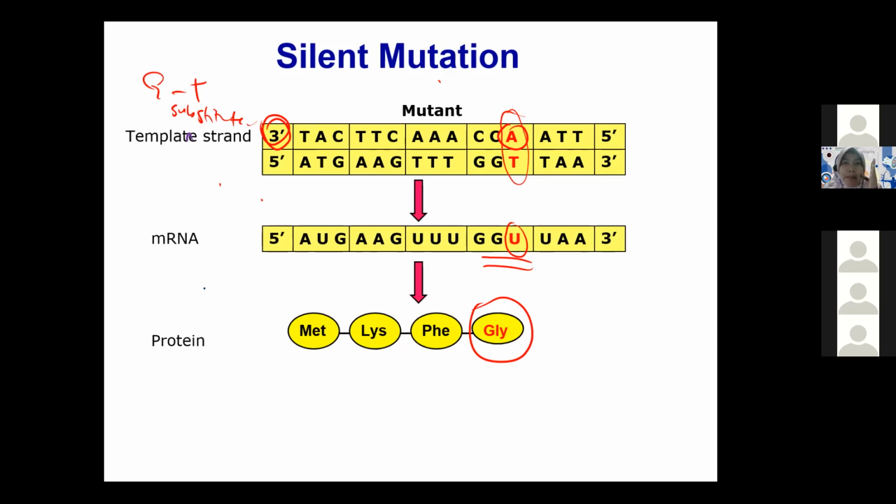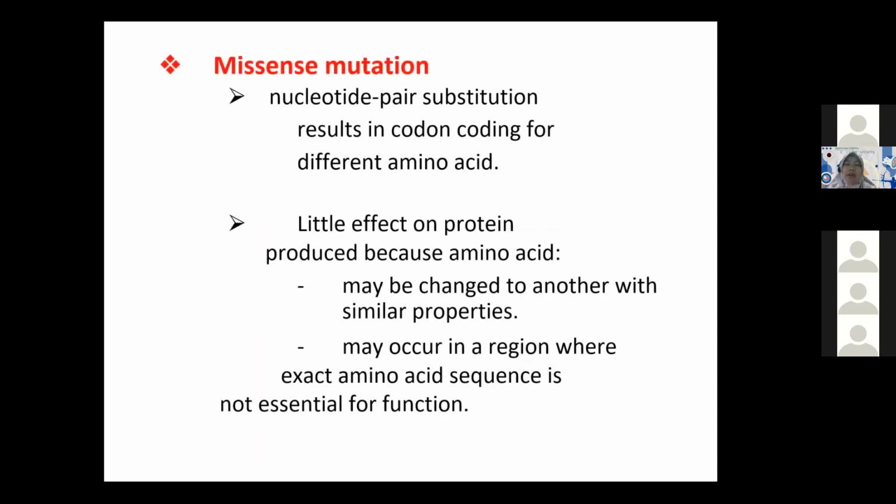So mutation happened due to substitution, but it is still producing a codon that codes for the same amino acid. So it's still producing glycine. So this is what we call silent. It means our product is the same even though a mutation happened. Do you see? Right? So there is no observable effect of mutation that can be seen. Okay? So that we call silent. Okay, any question? Do you understand silent?